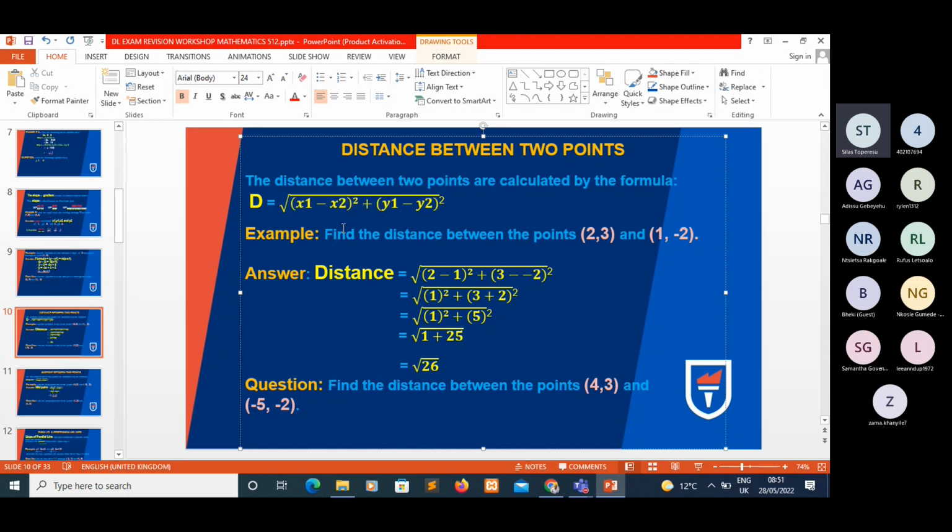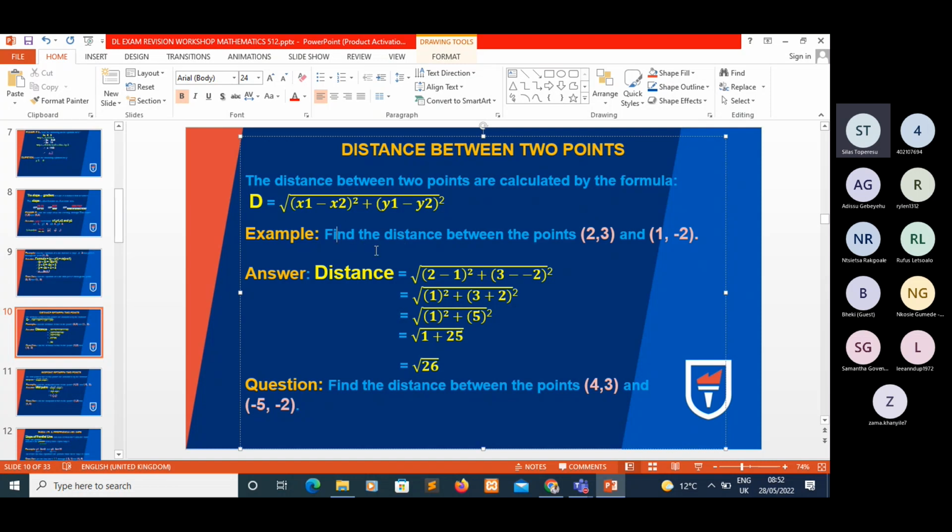Then you add it to y1 minus y2, to the power 2. Then you take the square root of that answer, and that becomes your distance between those two coordinates. So that's how you find the distance between two points. I have a question here for you to understand how to apply it.